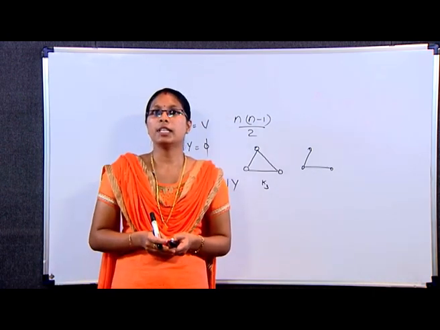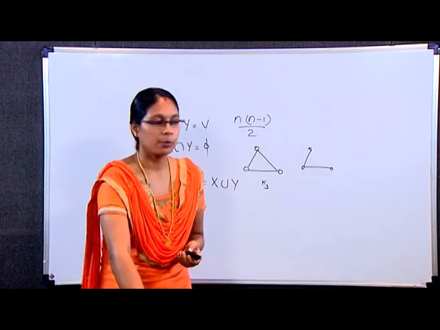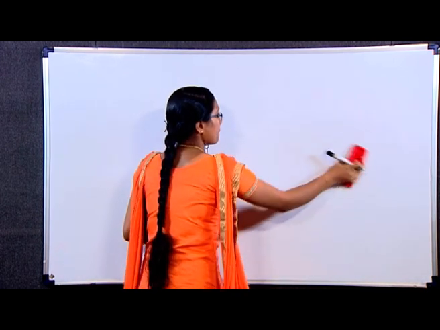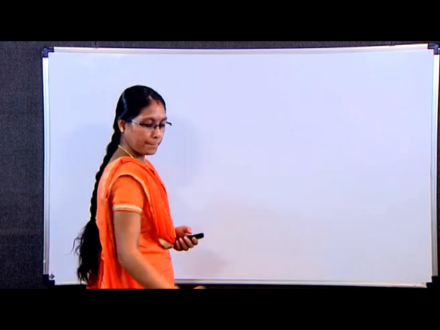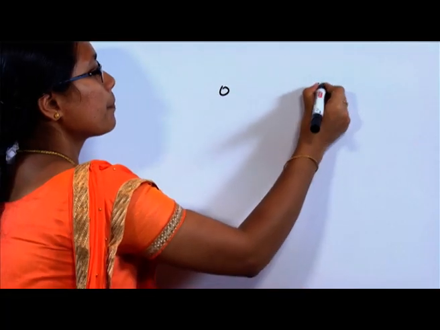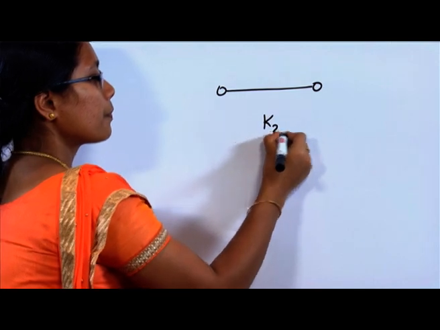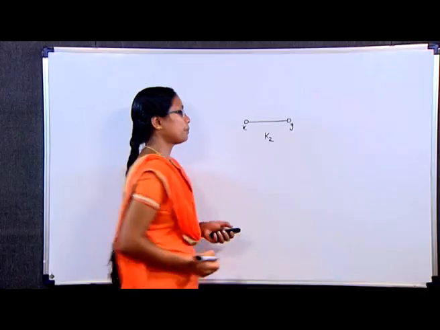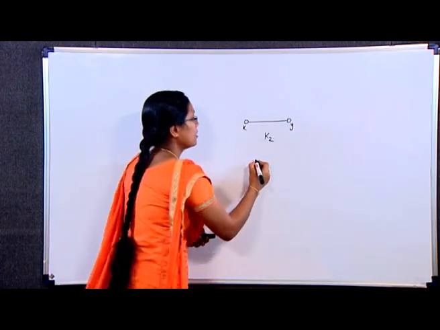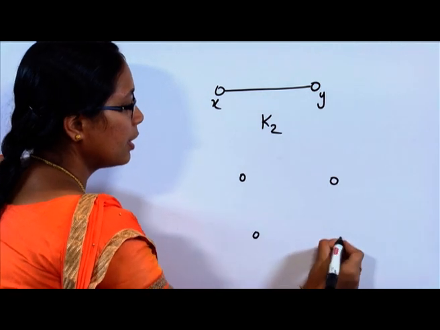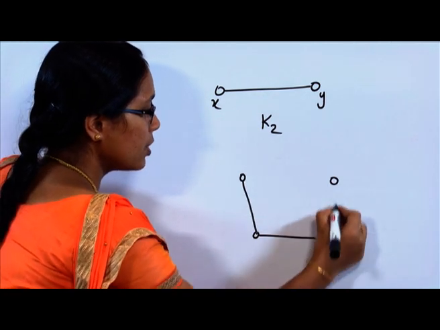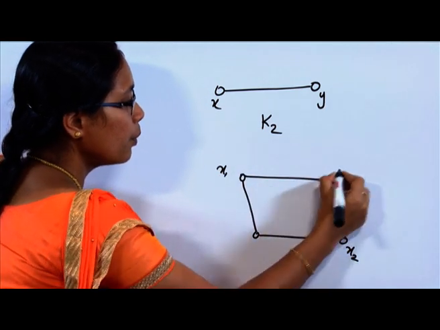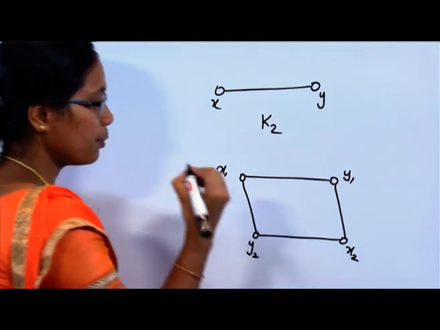Example: the complete graph K2. K2 is a bipartition with X and Y, and this is also a bipartition X1, X2, Y1, Y2.